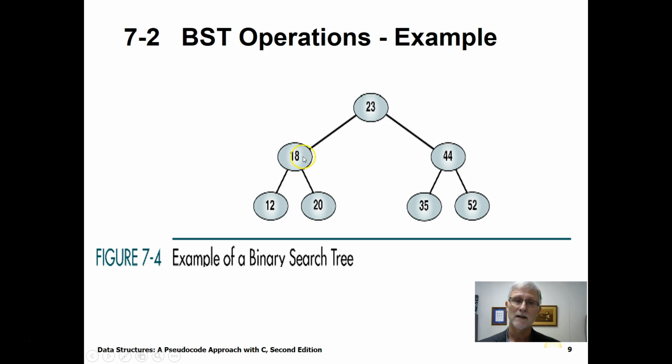If you look at 18, 12 is less than it, on the correct side. 20, it's on the correct side. Same thing with 35 and 52. So this is a valid binary search tree. It's also a full binary search tree because I have all my leaves populated.